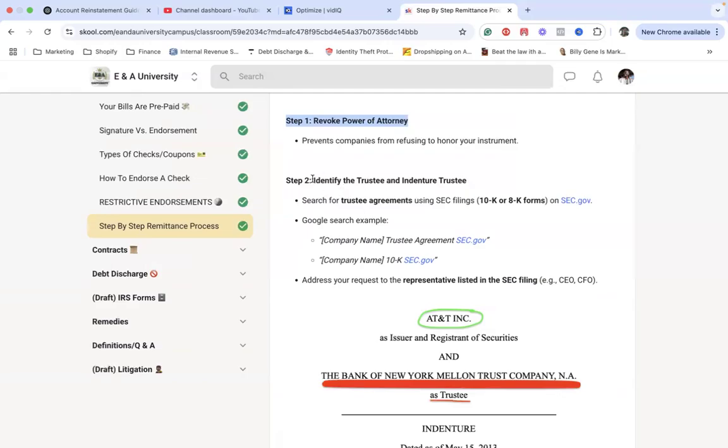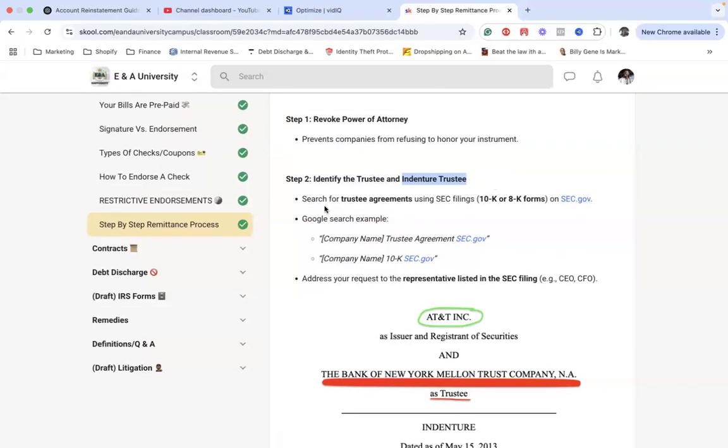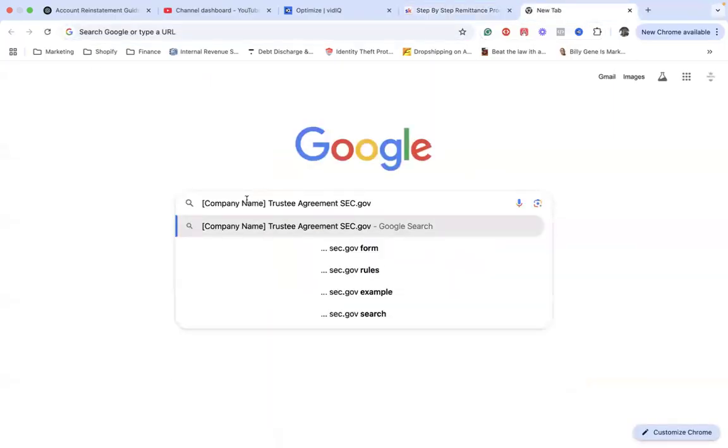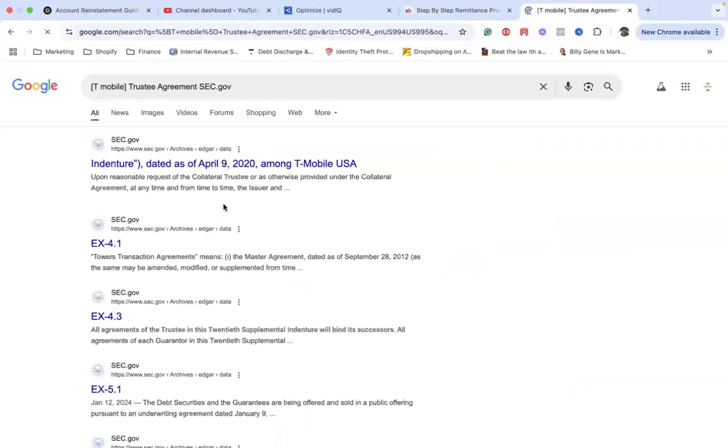The second step you're going to need to do is identify the trustee and indenture trustee. The indenture trustee is the one you're actually going to be sending the power of attorney to, because they're the ones who hold the power of attorney. I'm going to show you how to find that. You can go through and search with the company name. You can copy paste this, just like this. So let's say T-Mobile. Boom.